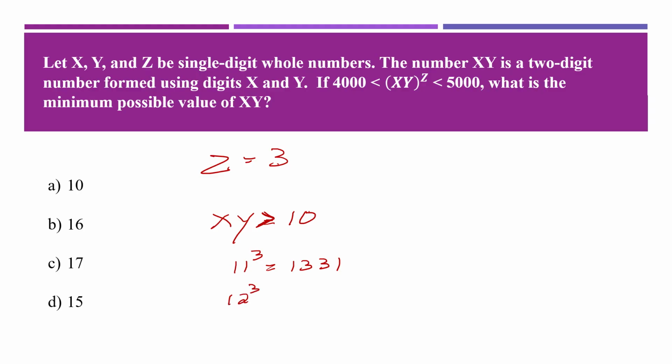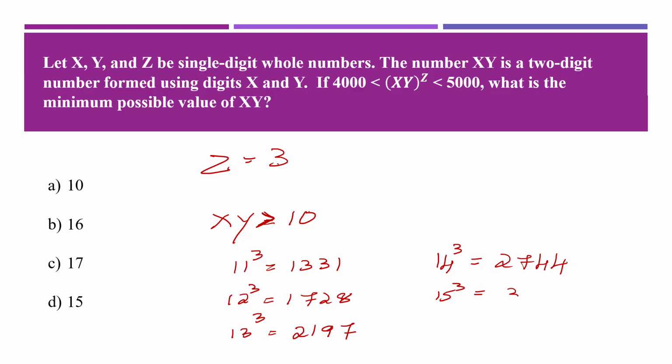And 12 cube is 1728. Then 13 cube is 2197. 14 cube is 2744. 15 cube, my favorite, it's 3375. And 16 cube, it's 4096.